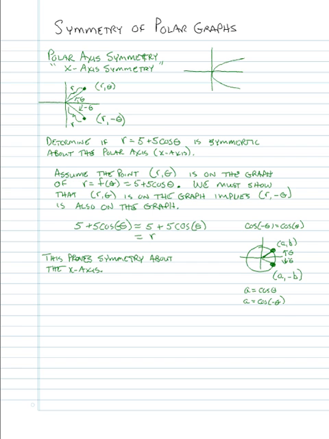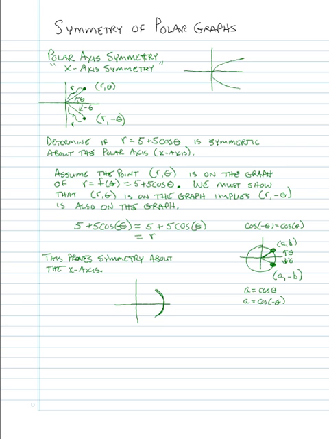So that tells us whatever this graph looks like, whatever is on top is going to match whatever is on bottom. So for instance, if part of the graph looked up here, then we'd have to have something matching it, just like that, below the x-axis as well.